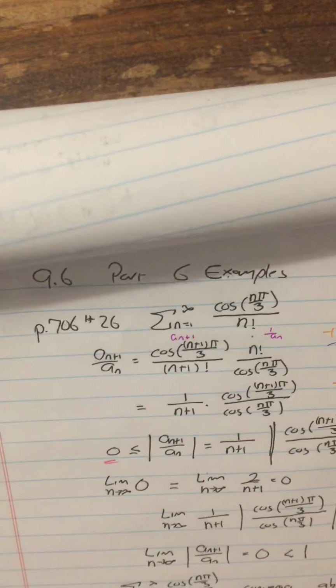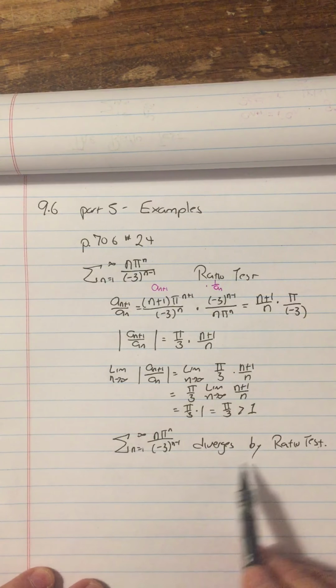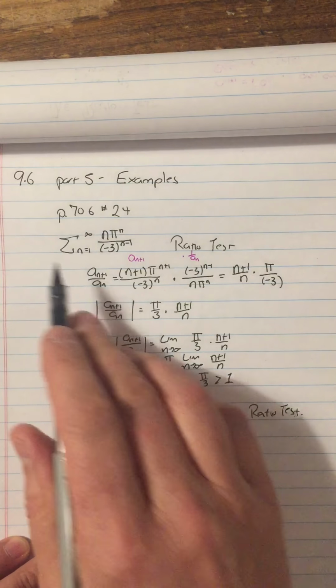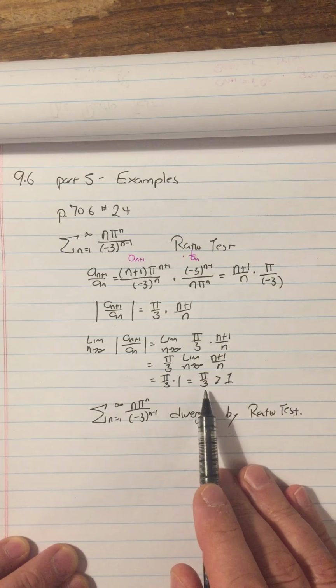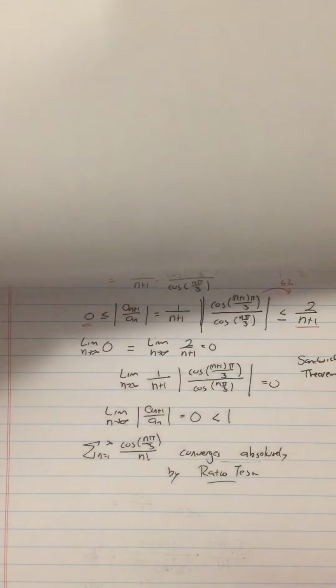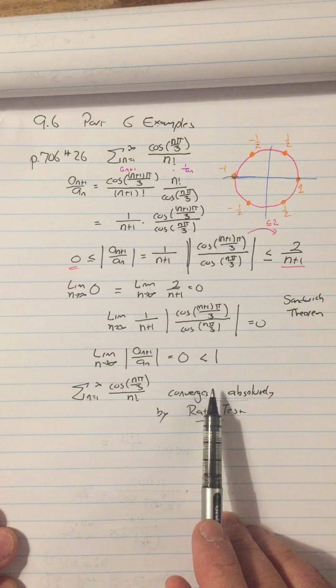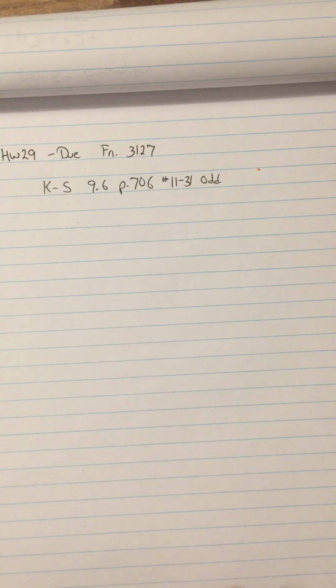And by the way, I could have said that also back here on number 24. We said that one diverged, so we didn't have to say absolutely because it diverged. Number 24 diverged by the ratio test because the limit in question was greater than 1. Now I have a limit that's less than 1. So not only do I get to say that the series converges, but it converges absolutely. So that is how you use the ratio test.